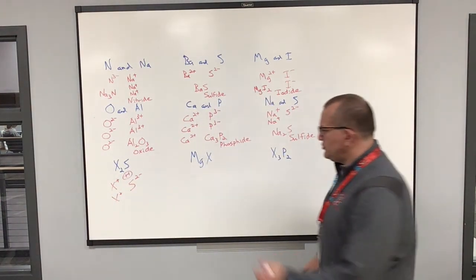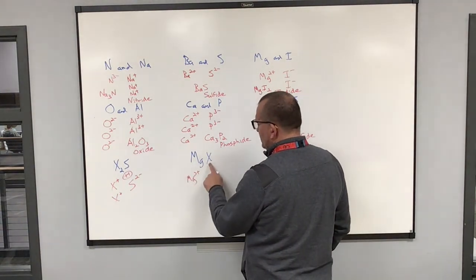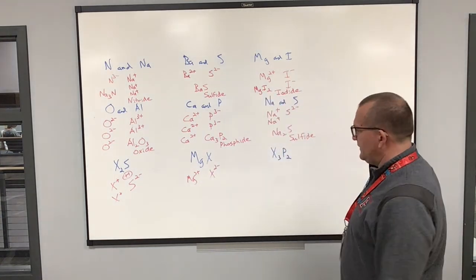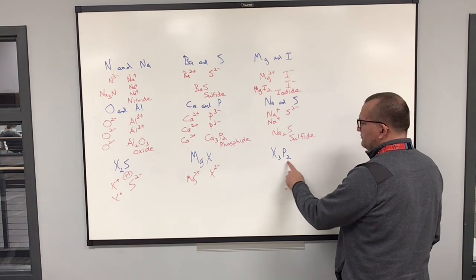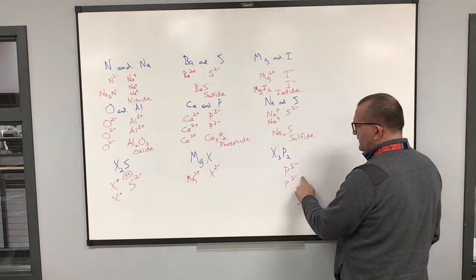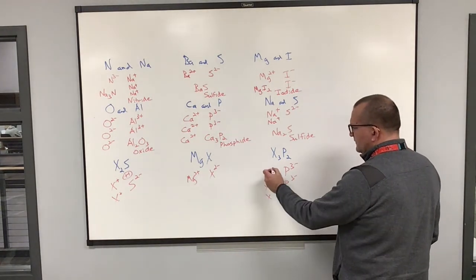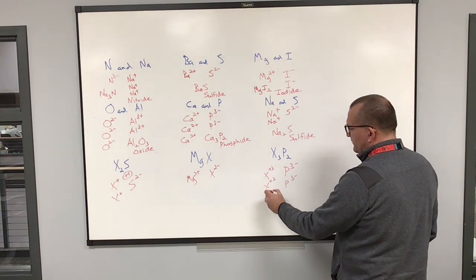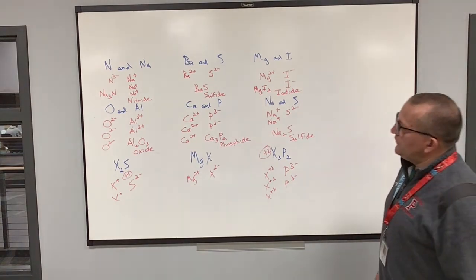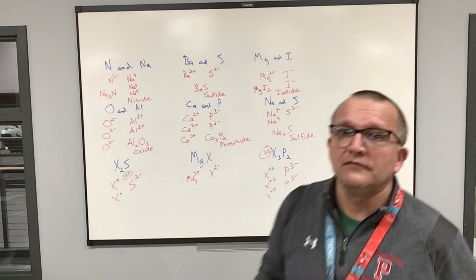Mg and X. Mg is a positive 2 charge, and there's just 1 of them, and there's just 1 X. So to balance my charges, I need a -2 charge. Okay, so we got X and P. P's -3, but there's 2 of them, so -6 charge, and there's 3 X's. So to get the +6, each of these has to be +2. So my X has a +2 charge. And that's how you solve those. This is kind of extra, but you should be able to do this. You have to be able to do that.